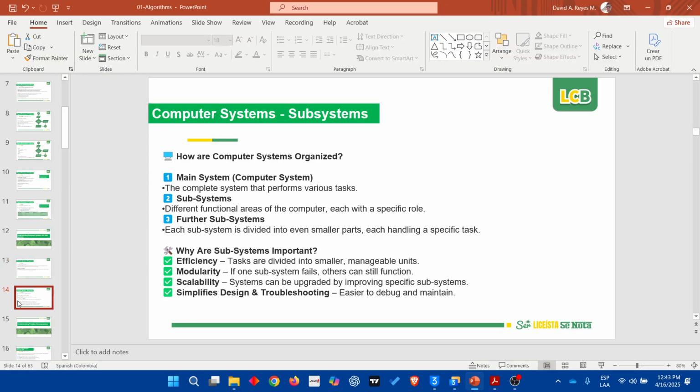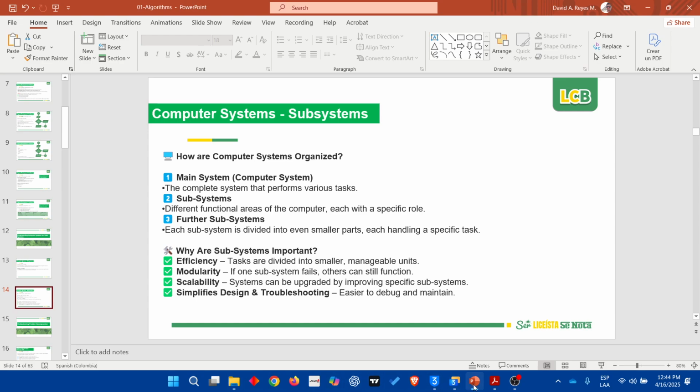Okay, here. The main system, the complete system that performs various tasks. Subsystem, different functional areas of the computer, each with a specific role. And further subsystem, each subsystem is divided into even smaller parts, each handling a specific task. Okay? Why is this important? It's going to give us efficiency. You are going to have something that is called modularity.